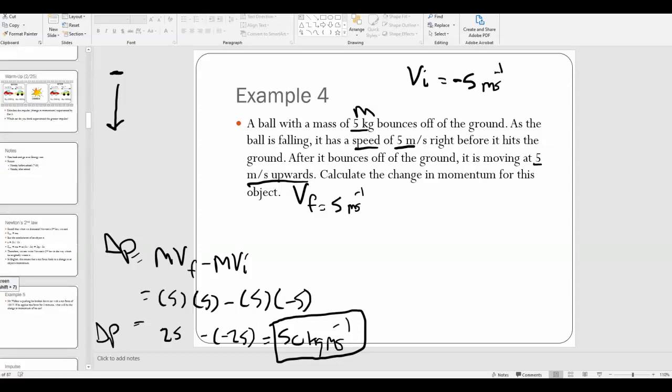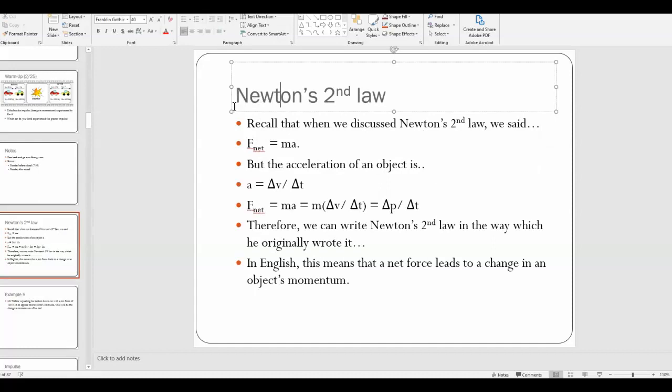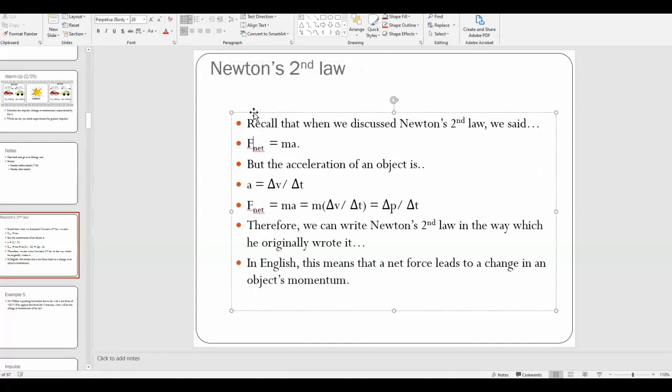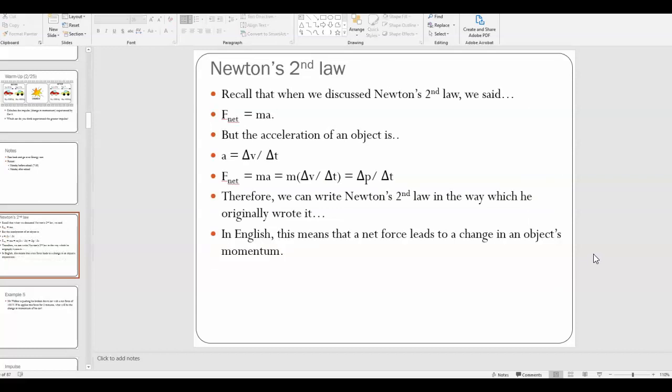Okay, so we're going to come back to this idea of change in momentum here in just a second. First I want to take us back to Newton's first law. When we learned Newton's first law last semester, we said net force is equal to mass times acceleration, which is technically true. However, this is actually not the way that Isaac Newton himself wrote this law. He actually wrote it in a different way. And so let's take a look at how he wrote his own law.